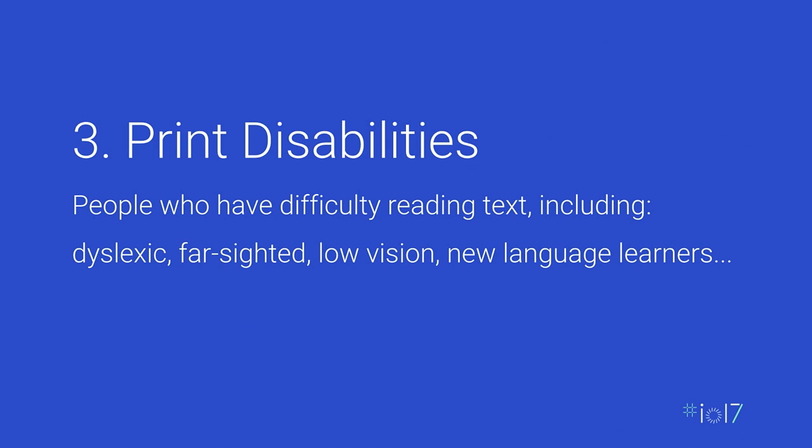The next set of features are for people with print disabilities. Print disabilities are people who have difficulty reading text. Those include people with dyslexia, farsightedness, low vision, illiteracy, or even people who just want to learn a new language.